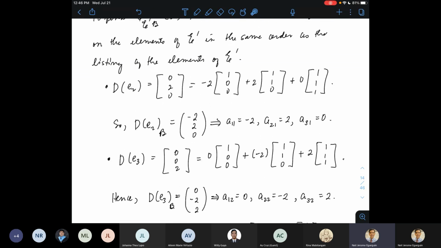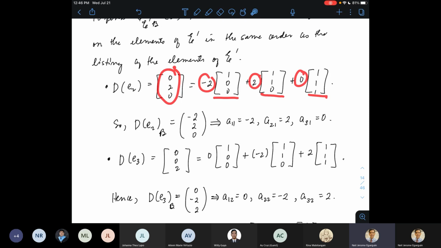But the difference here is that though I get the same image, I need to compute what will be the coordinates, but this time with respect to the ordered basis B that we have now chosen for the codomain. All right. So see 0, 2, 0, which is the image of the first basis element of the domain. Kailangan kong kunin yung coordinates with respect to B. Si B1 ay 1, 0, 0. Si B2 ay 1, 1, 0. Si B3, 1, 1, 1. Kailangan hanapin ko yung scalars that will give me 0, 2, 0.